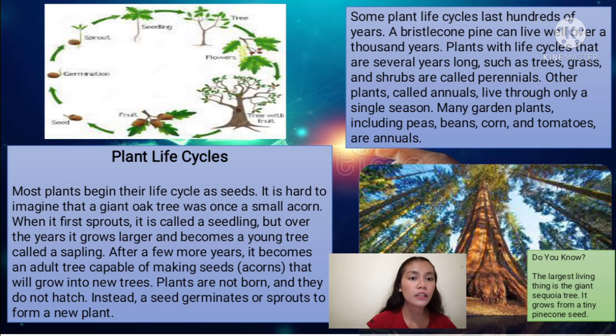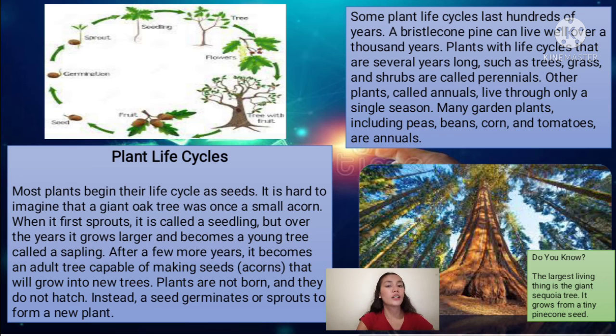Plants with life cycles that are several years long, such as a tree, a grass, and a shrub, are called perennials. Other plants, called annuals, live through only a single season. Many garden plants, including peas, beans, corn, and tomatoes, are annuals. Plants start as seeds. When a seed starts to grow, we call that germination.